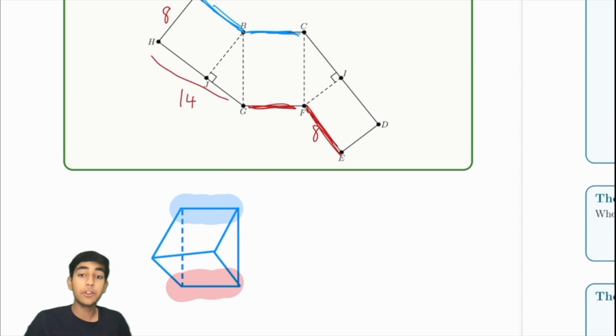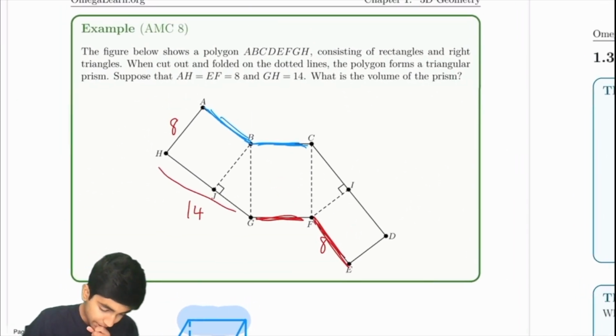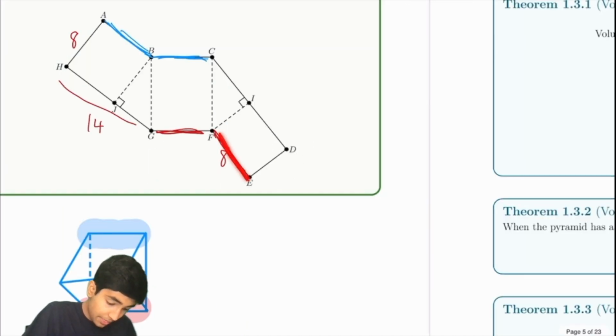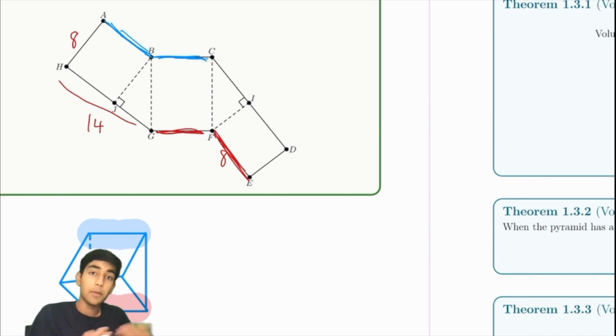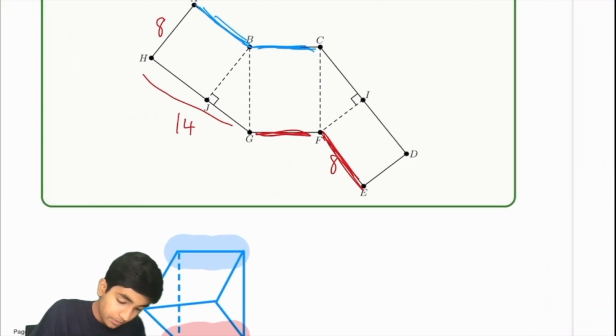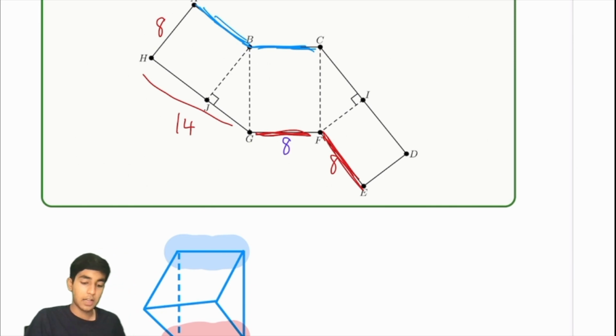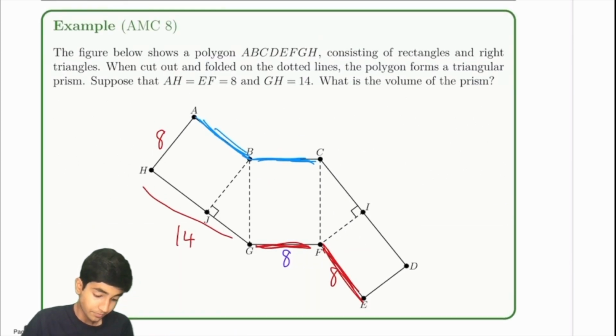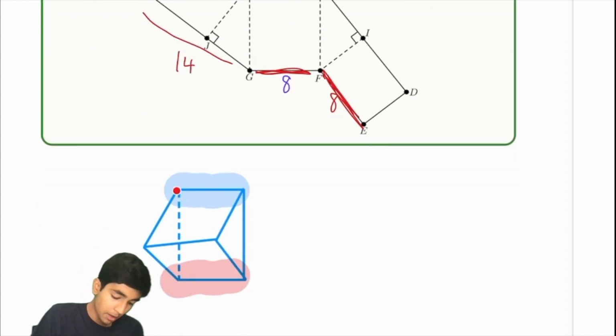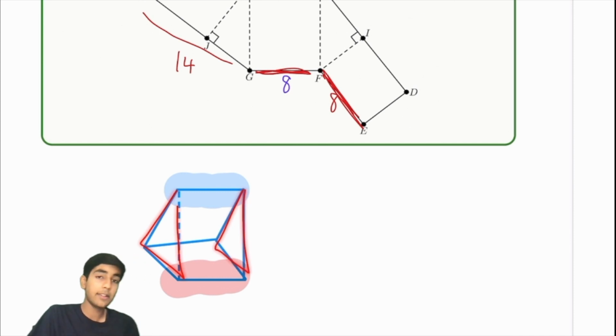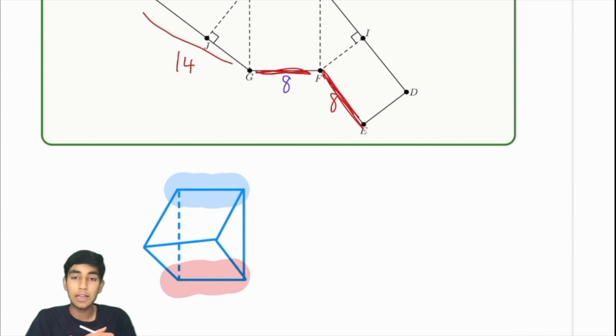So this is like 3D visualization, which is a good thing to try and improve for getting better at these 3D geometry problems. But wait, so this is 8, and that means GF should also be equal to 8 because they meet together, and which means they must have equal length. So this is also going to be 8 as well. Okay, now GH is 14. So notice here that these triangles must be congruent because they're the two bases, and a prism's bases must be identical.